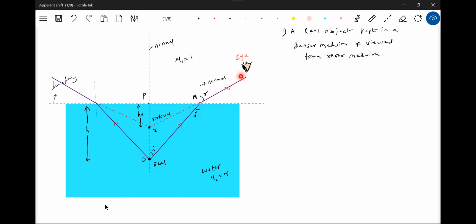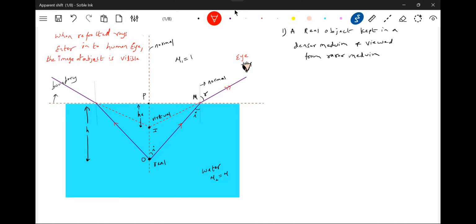Now what do you mean by visualization? When refracted rays enter into the human eye, the object is visible. Means the rays emitted by the object, after refraction, if they enter the eye, then that particular image of the object will be visible. Write it: the image of the object is visible.